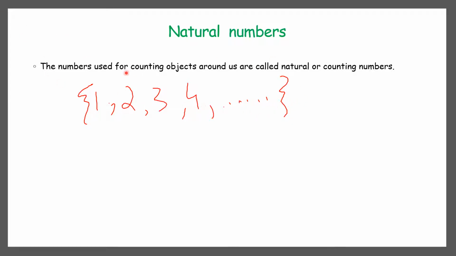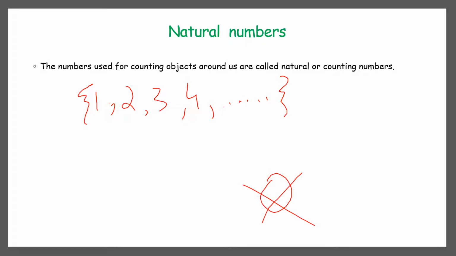So these are the natural numbers and they form the basis of all mathematics because we can measure things using these numbers. Okay, and 0 is not a natural number.